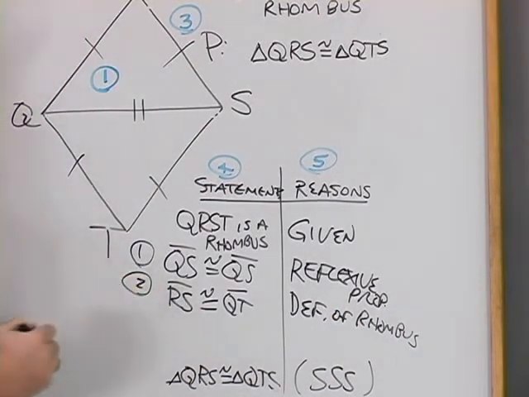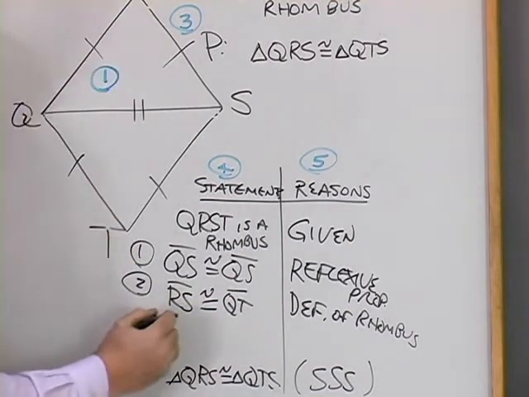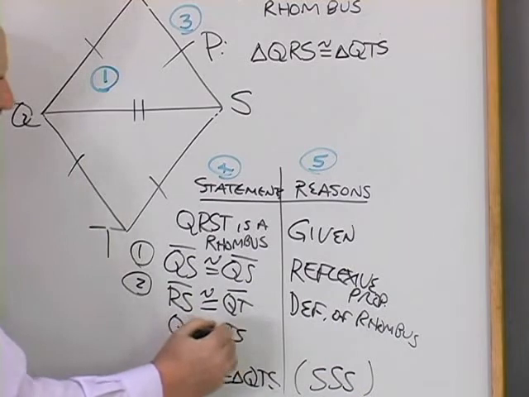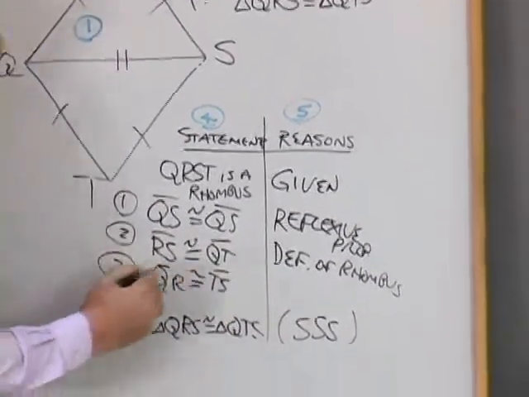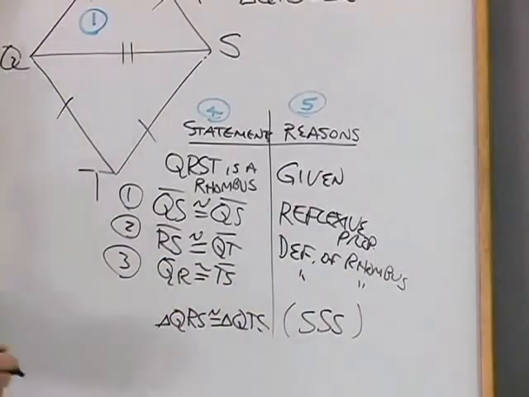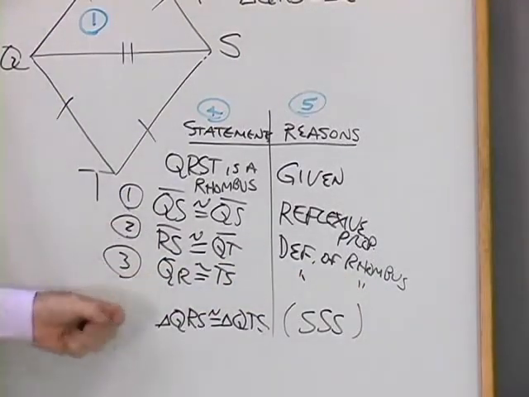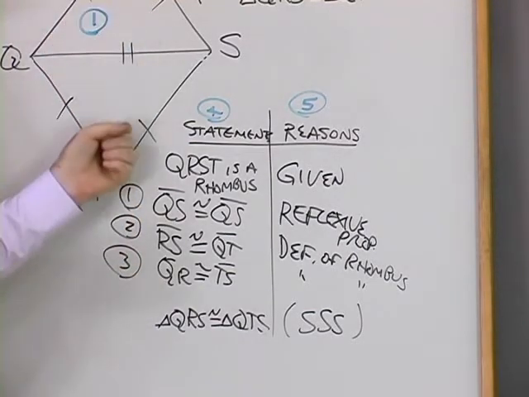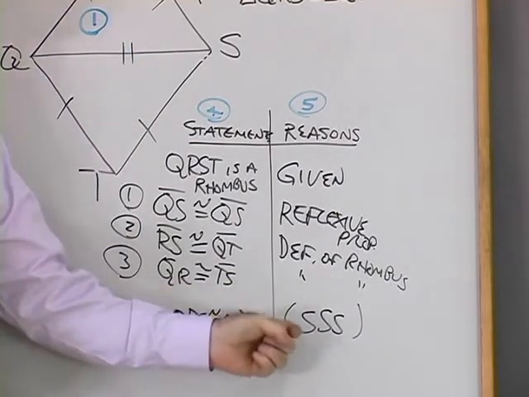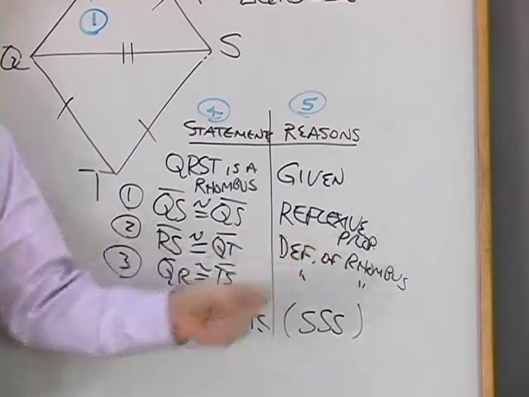We need 1 more. How are we going to get it? Same thing with QR and TS. Okay, we can do QR and TS. And the reason is the same thing. Now we've got three sides congruent, and we can now confidently state that these two triangles are congruent because of what we've already discovered about the side, side, side postulate.